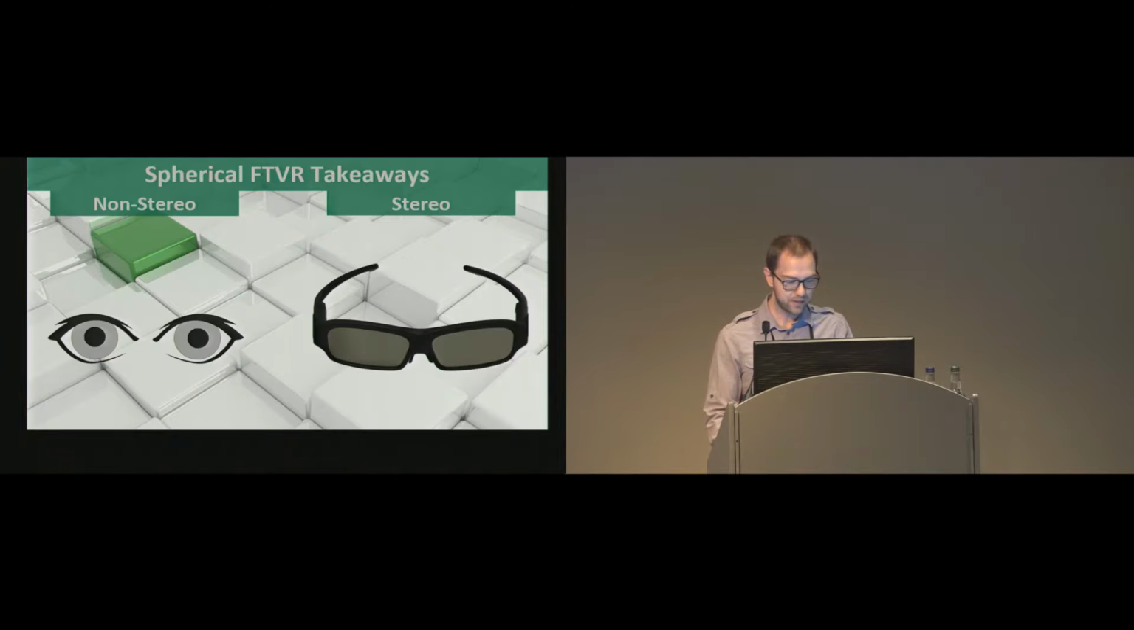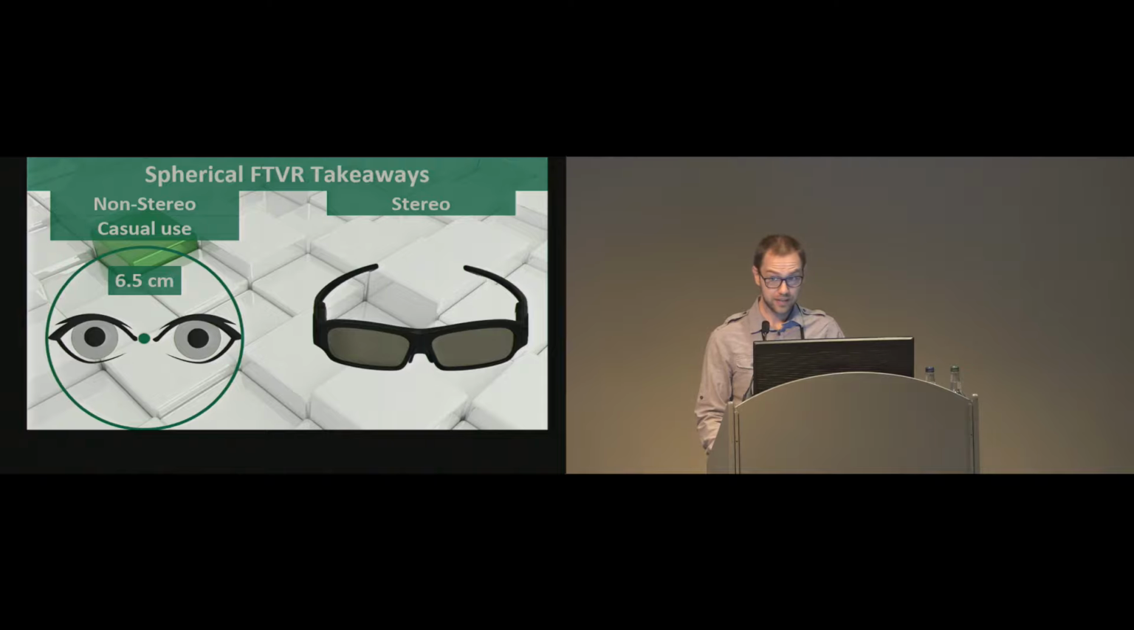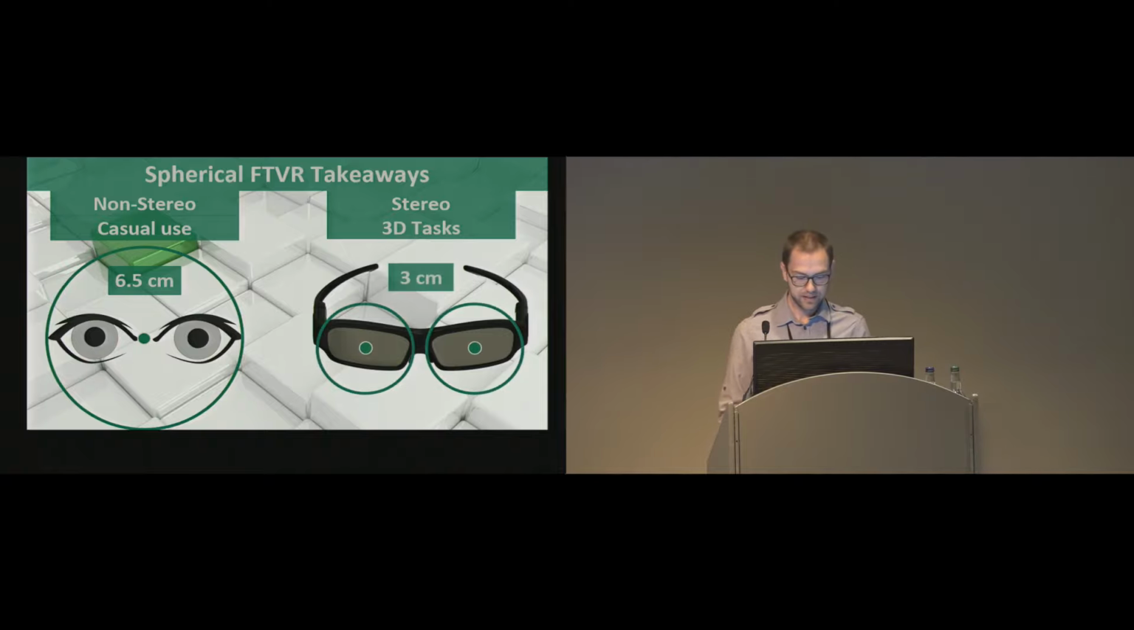With spherical FTVR, users didn't have a strong preference for stereo, nor even really notice the visual artifacts present without stereo, but they consistently performed better with stereo. Therefore, a design recommendation for such displays is that glasses-free non-stereo is fine for casual use and should be calibrated to within 6.5 centimeters. But stereo should be included if used for 3D tasks and calibrated to within 3 centimeters.